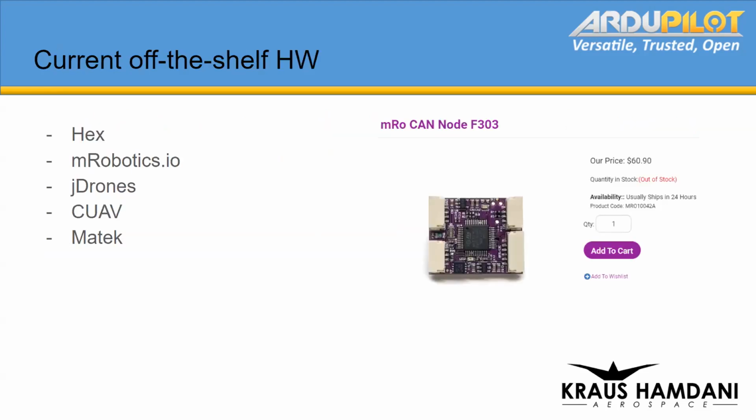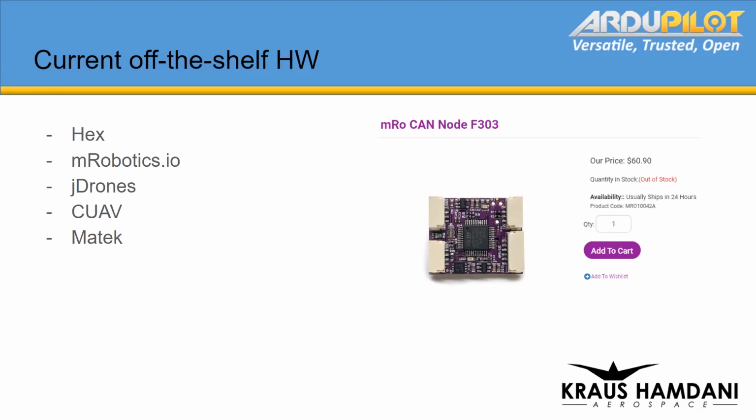Here's some examples of off-the-shelf hardware you can get. Hex is coming out with some products that are using it. They've actually been contributing a lot of the code to build out a lot of the infrastructure on it, which is really nice. That's with help from Siddharth and Michael Oborne.